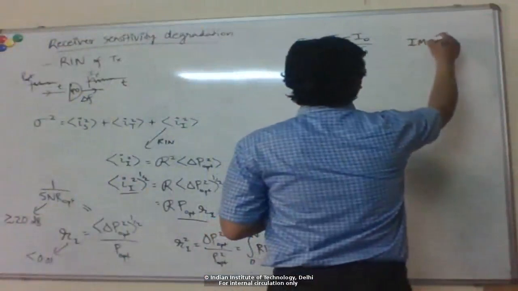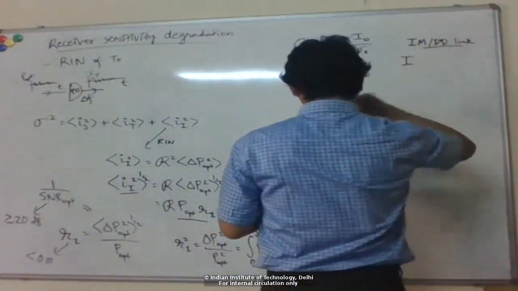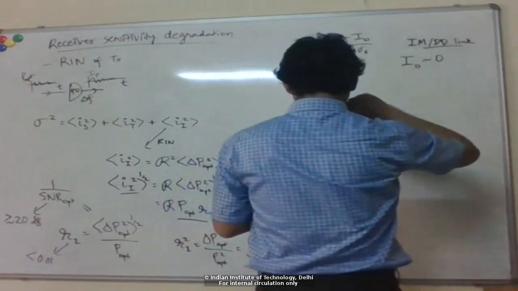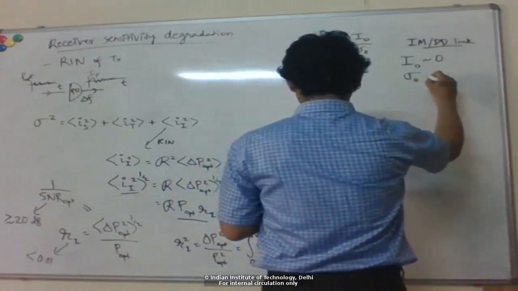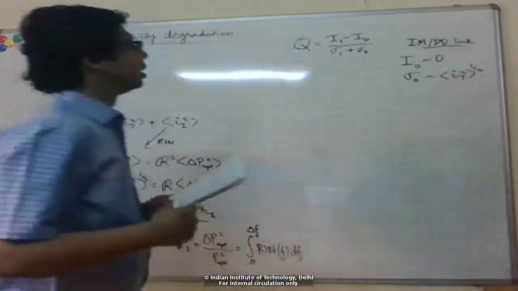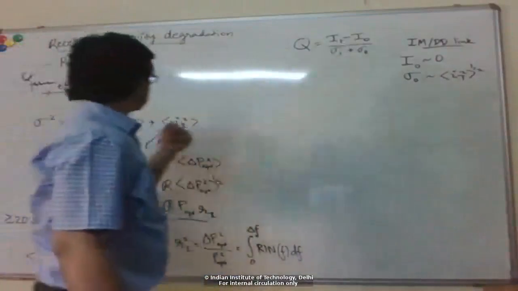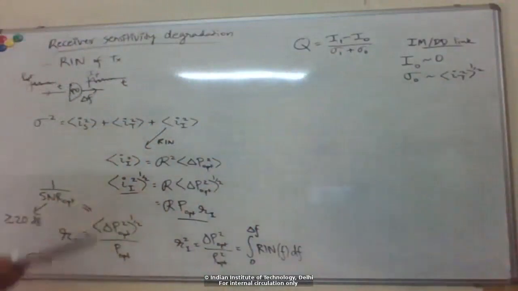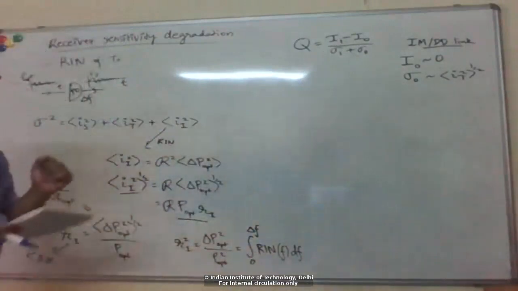Again, let's assume a simple IMDD link. So the current for bit 0 is 0, and the noise for bit 0 will just be thermal noise. There will be no shot noise because there is no power for bit 0. Also, there will be no RIN noise, because the RIN noise is also proportional to the optical power. Whereas sigma 1 will have all three noises.